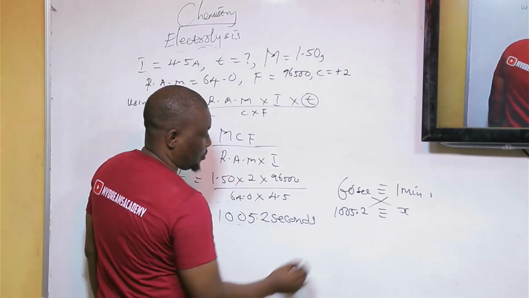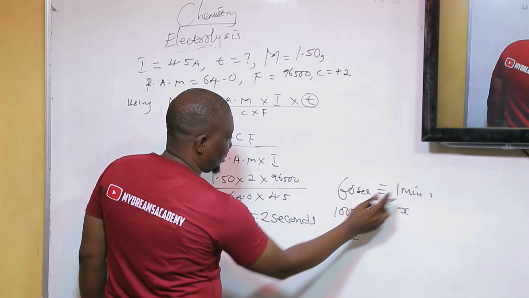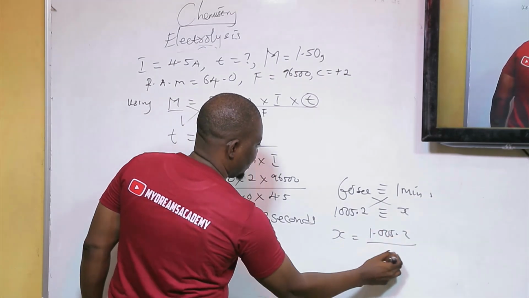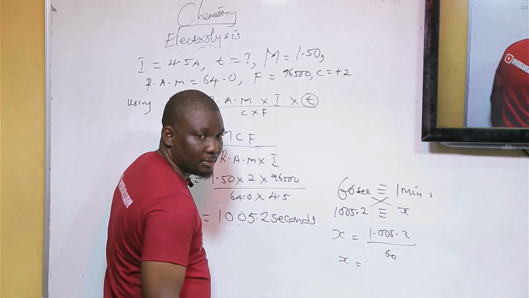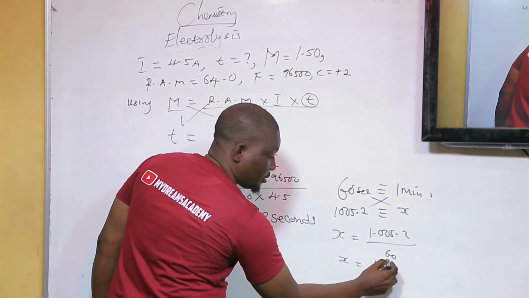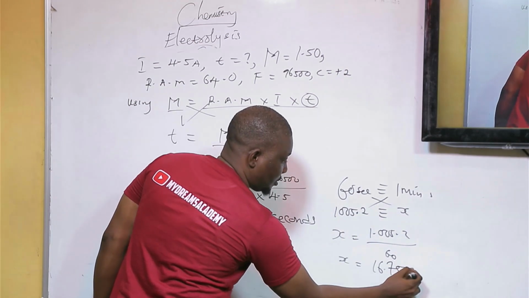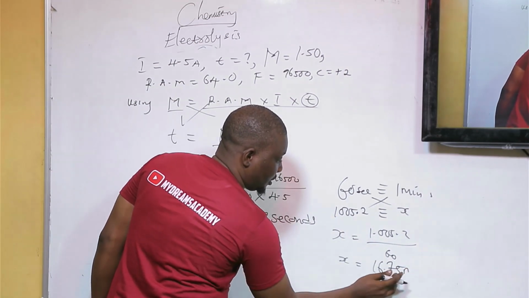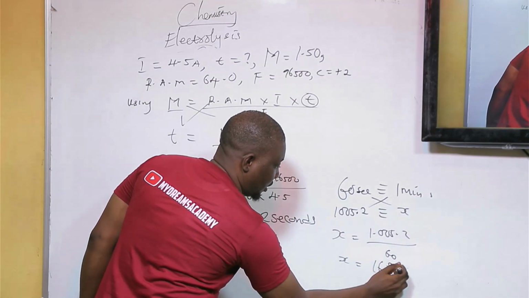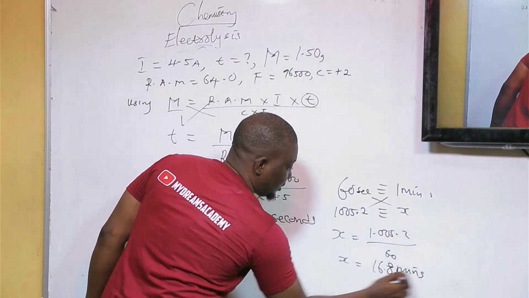Say X. So X is this times this, 1005.2 over 60. What's my answer now? 16.75. You don't even need the answer to be more than 3 significant figures. So you say 16.8 minutes. That's the answer.